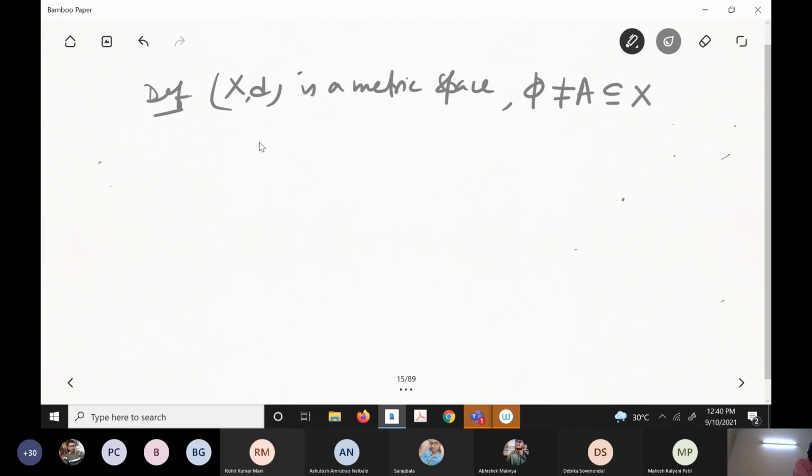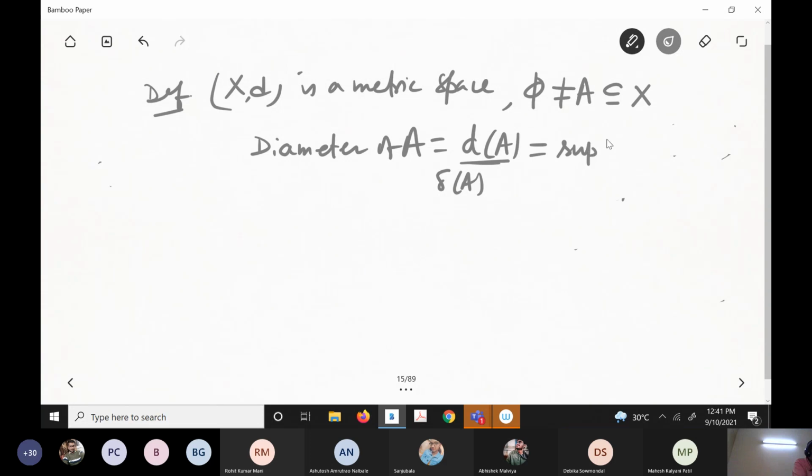First of all, you define the diameter of A. This is just a notation, dA. Some people write delta A, but I do not think that's a good notation. dA is fine. It is the sup of d(x,y), where x, y belong to A. This is called the diameter. First of all, you define diameter. I am defining the first thing, diameter.